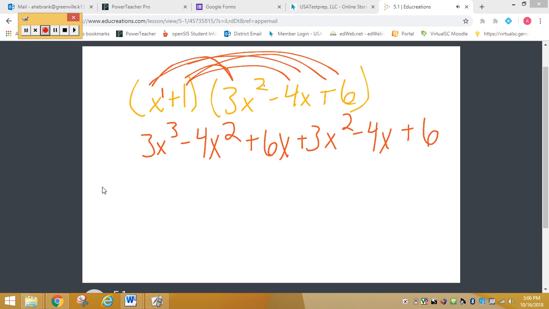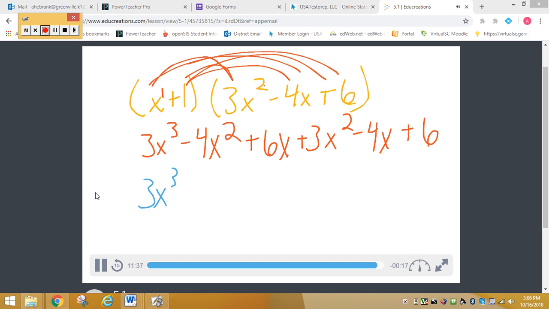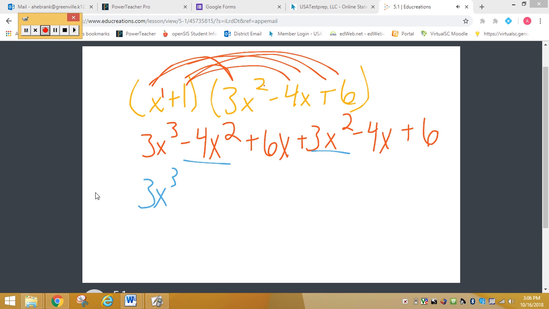Let's combine like terms. There's not another cube, so I'm just going to bring that one down. I can combine my squares. Negative 4 plus 3 is negative 1. And my x's, 6 minus 4 is a positive 2. I'll bring down my plus 6. So you should be good with what's on the back.